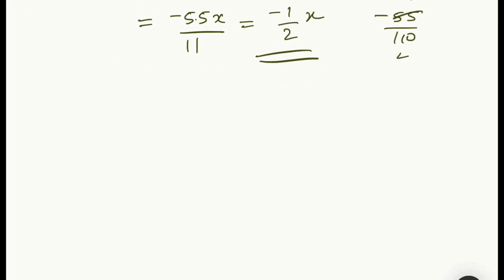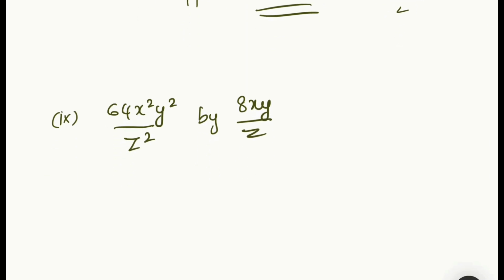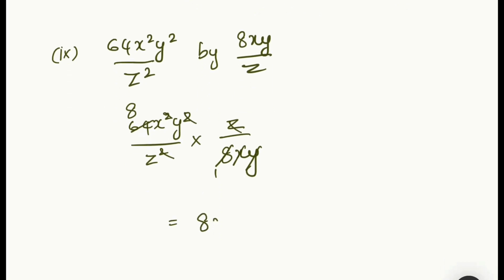Coming to the next one, 9th question. 64 x square y square by c square divided by 8xy by c. So dividing, take the reciprocal and multiply. 64 x square y square by c square into c by 8xy. 8 ones are 8, 8 8s are 64. x and y get cancelled. c and c will get cancelled here. So finally we have 8xy by c as the answer.